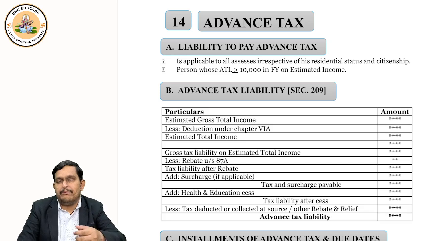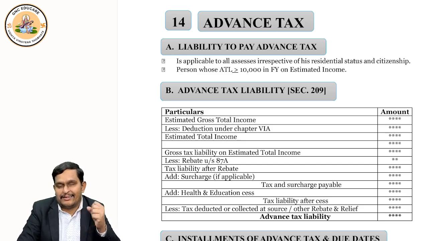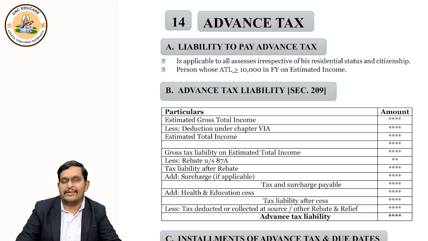But suppose you pay before the assessment year starts. Suppose you pay the tax before the assessment year starts. That means by 31st March of the previous year. Your previous year starts on 1st April and ends on next year's 31st March. So if you pay the tax by 31st March of the previous year, then we can say you paid advance tax. Let me tell you with an example.